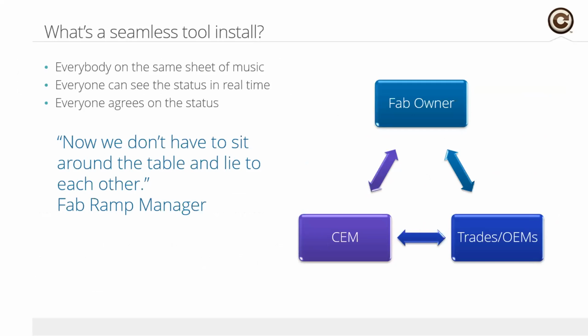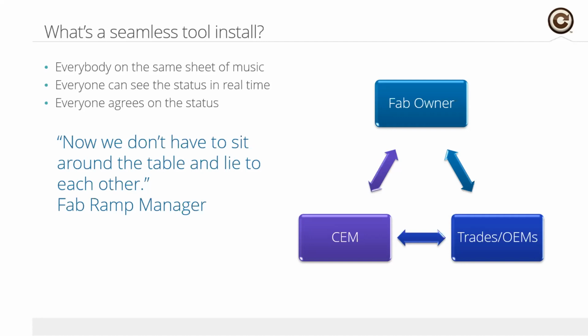When we talk about a seamless tool install, what do we mean? This is a slide from the July event that talked about this in great detail. We're talking about everyone being on the same sheet of music, everyone seeing the status in real time, and everyone agreeing with it and saying, yeah, I believe that status. In this situation, it's taking the fab owner, the capital equipment maker, the trades, and the OEMs and getting them all on that same sheet of music.